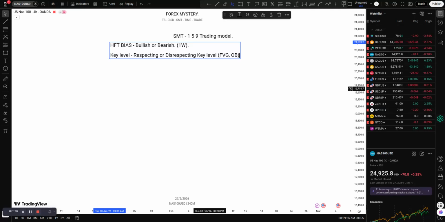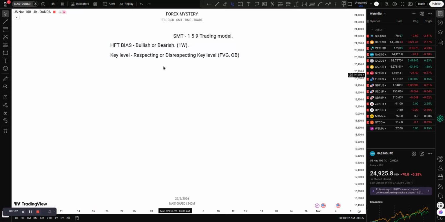So now we have looked at the fair value gap and order block. You need to ask yourself, are we respecting or disrespecting? When you find out that we are respecting, are we respecting the buy and bullish, or the bearish, which is the sell? If the bias is bullish, we want to see price respect that bias by giving us buy signals that we should be bullish, or bearish, depending on your bias. Now that is done, we have seen our key levels.